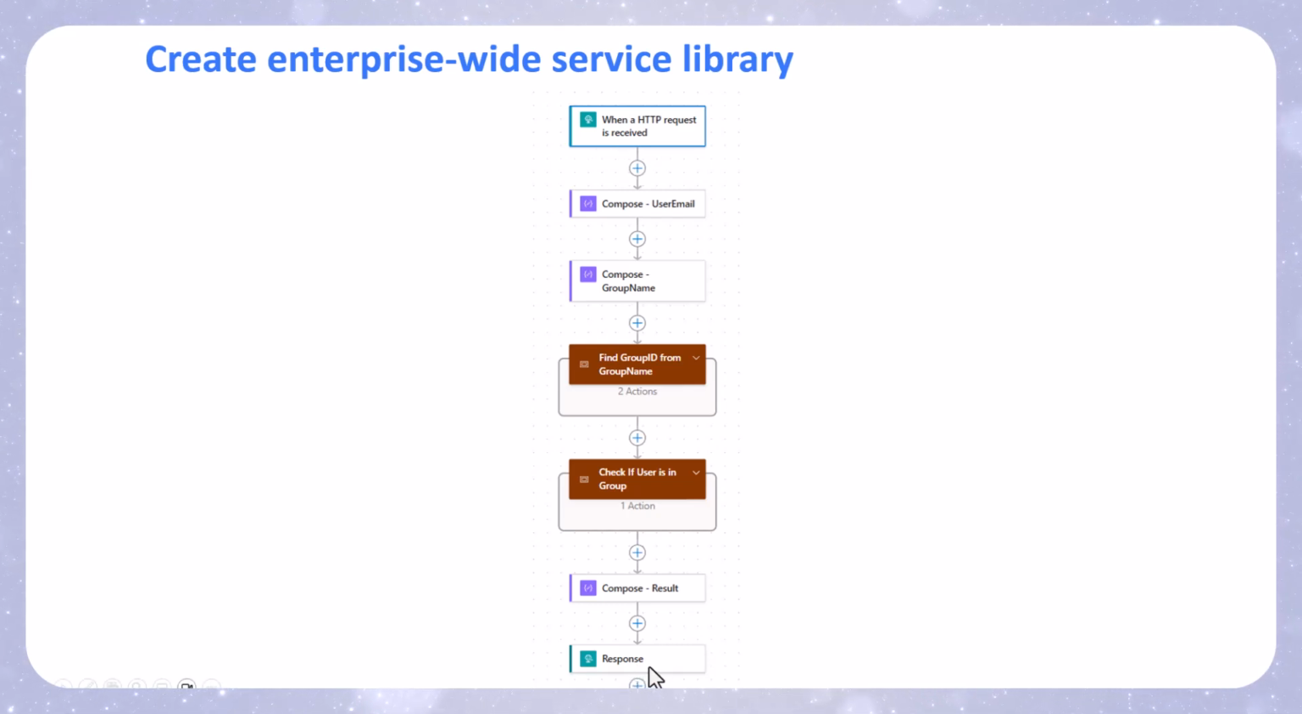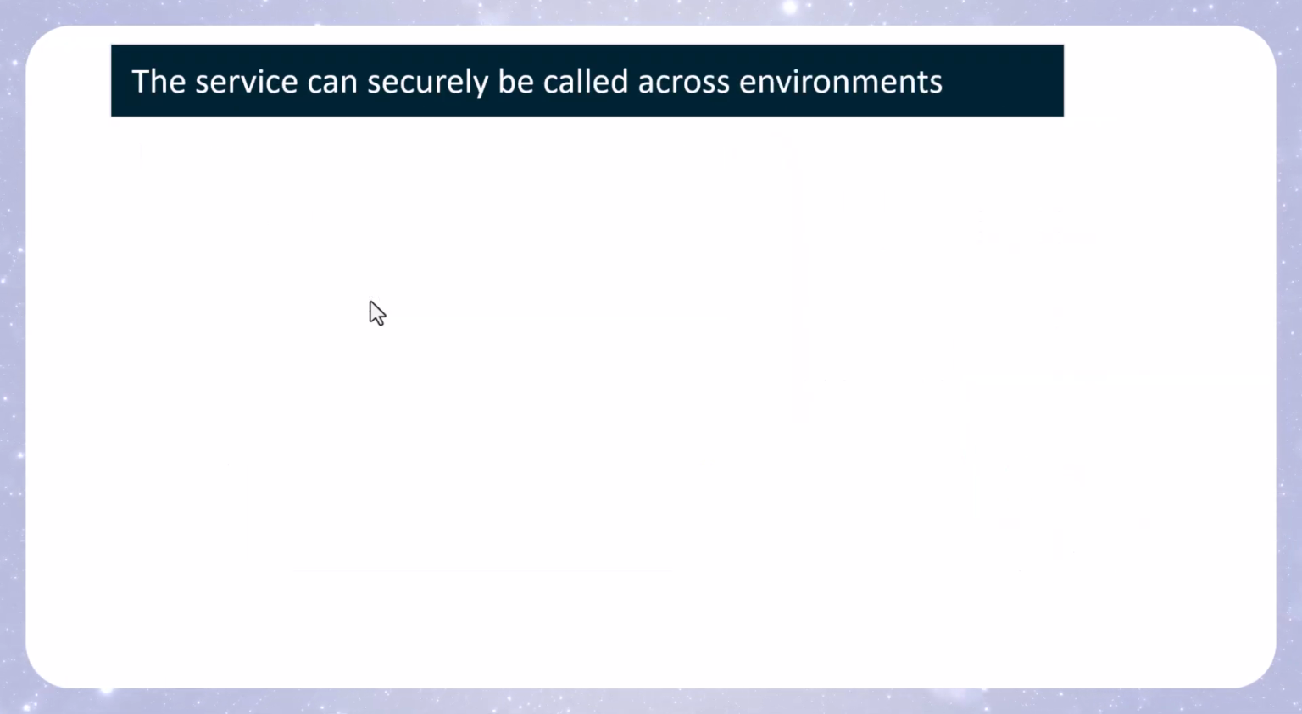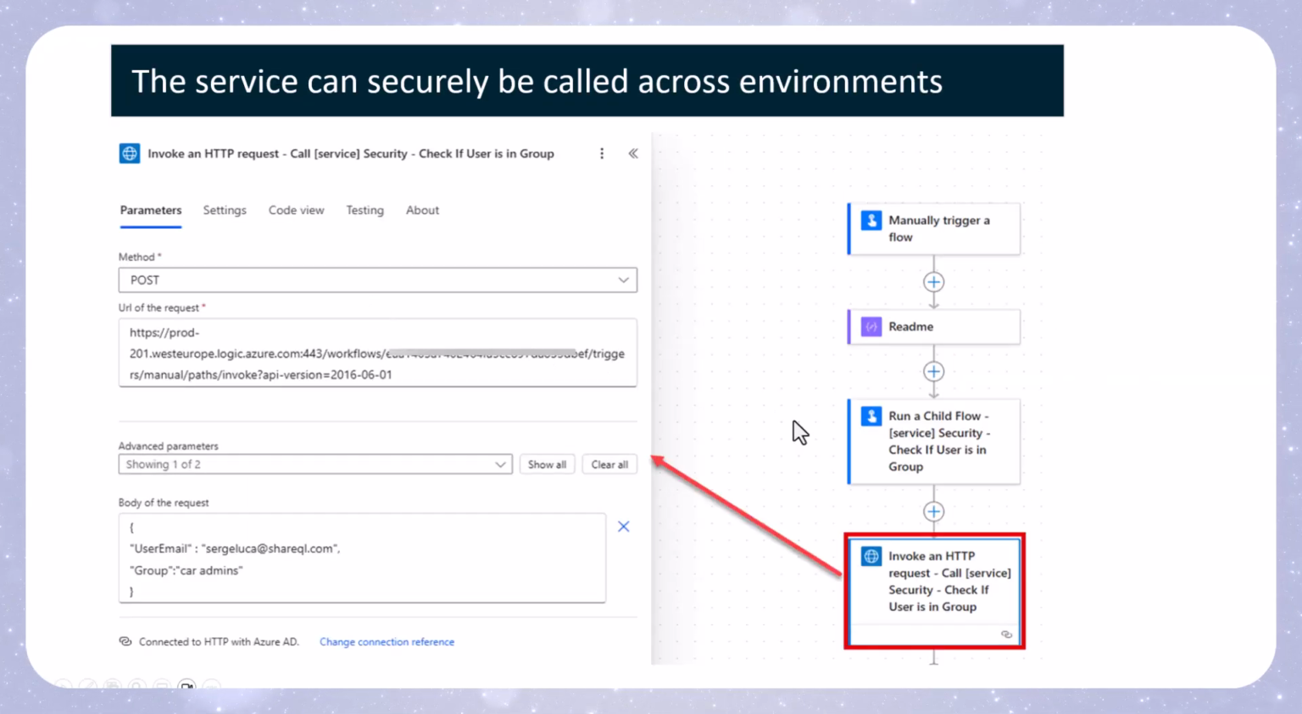And this means that you can use this web service as a child flow within the same environment. You see, run a child flow and you will retrieve your web service flow, if they are in the same environment. But you can also call this web service across environments by using the invoke an HTTP request, where you can pass the URL of the request and you can pass parameters in JSON.